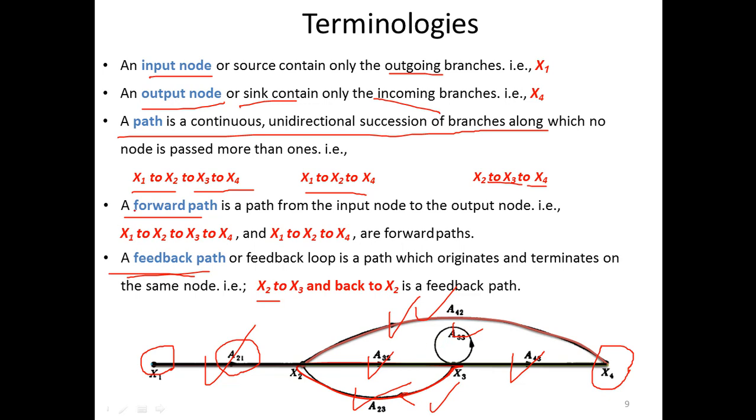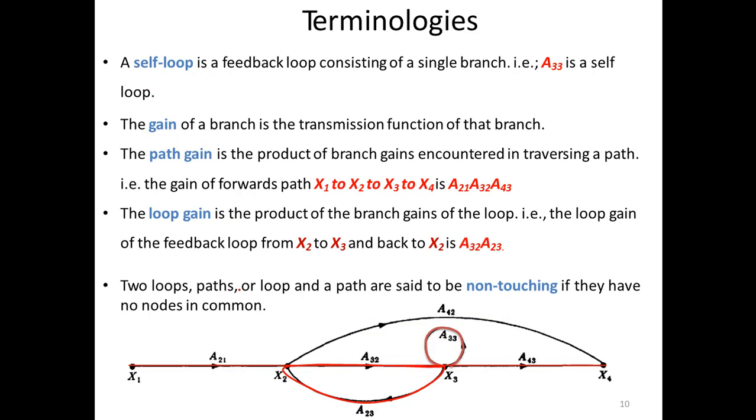So you can see that these are some terminologies that we will be using in the lecture as well, while understanding and solving different problems. There is a self loop which I discussed, this A33. This is actually a self loop, a feedback loop, but it is a self loop. And the gain of the branch is a transmission function of that branch. The path gain, you can know that the path gain, these are A42, A21, A32. These are all the path gains. Forward path gain. The loop gain is basically the reverse path gain, that is this A32.